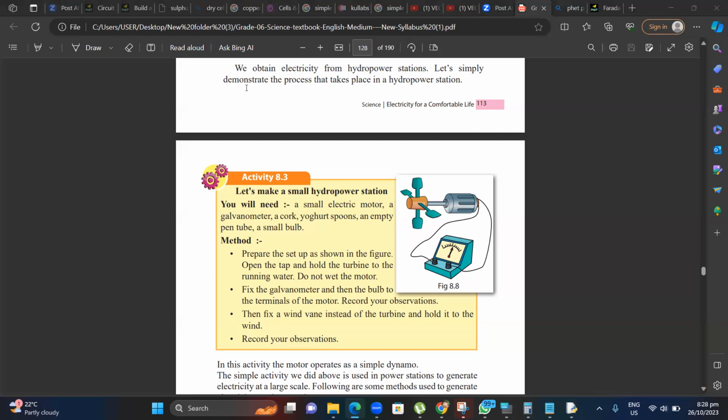Then why this pen tube is needed, we have discussed. The pen tube can be connected and extended from the motor. Then we can place this somewhere else. Then the yogurt spoons, you have to put them in one direction and then you have to drop water.